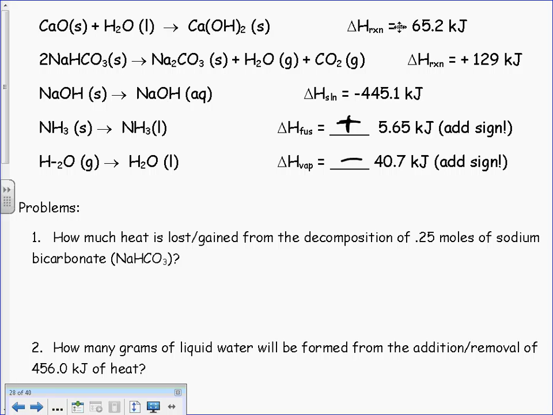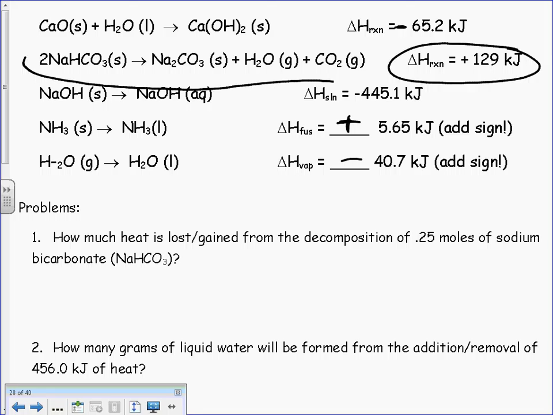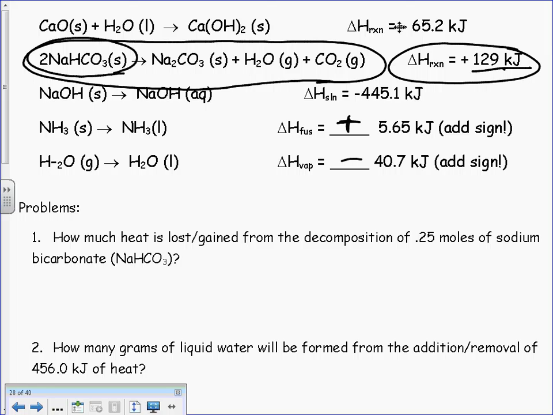So before we move on, these little delta H's are specific to the reaction, and instead of calling them technically mole ratios, we call them just energy ratios. So what this is saying is there's 129 kilojoules absorbed for every 2 moles of, ooh, what's the name of that?